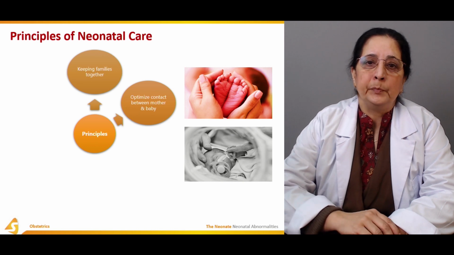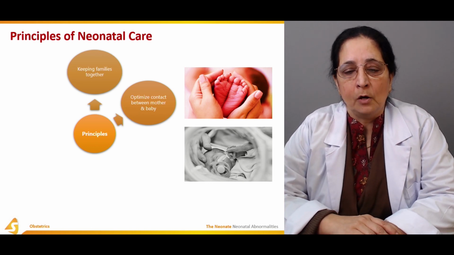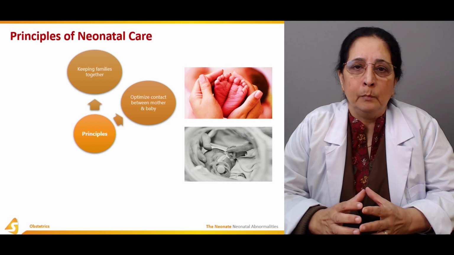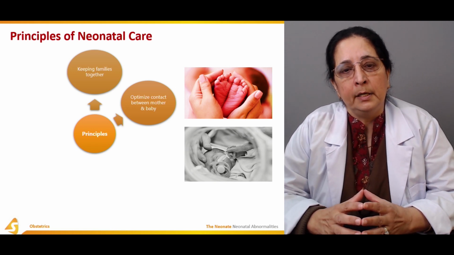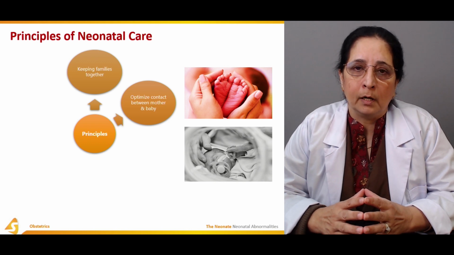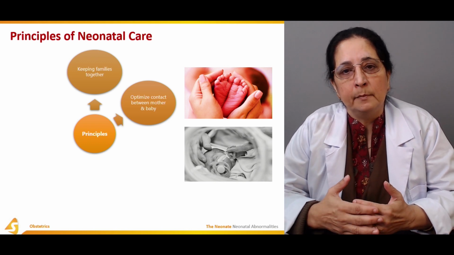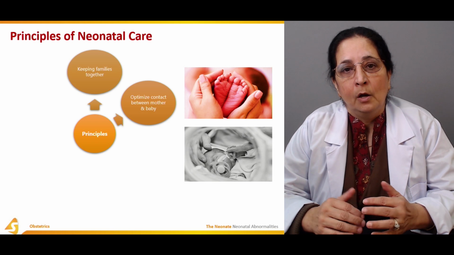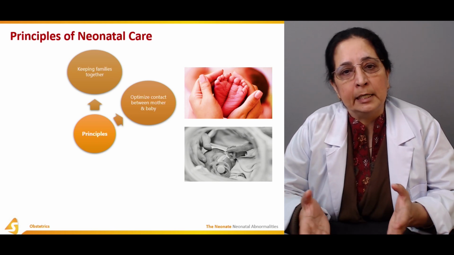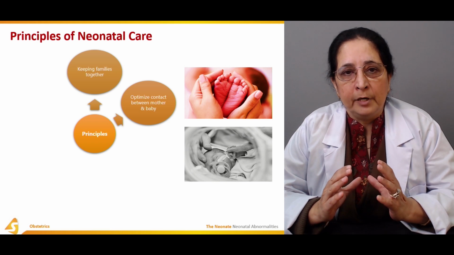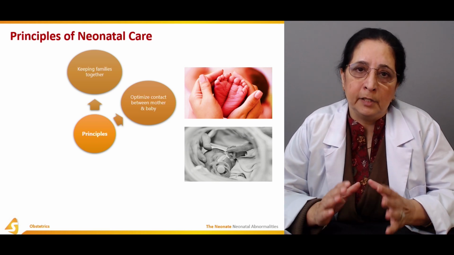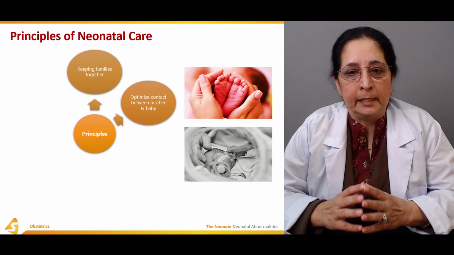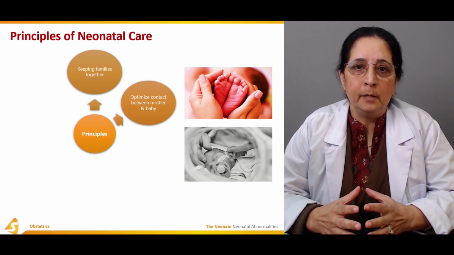Then the second, or next, principle of neonatal care is optimized contact between mother and baby. This is the time when the bonding between the mother and the baby develops, and it's very important. So more and more contact between the mother and the baby, even if the baby is in the neonatology unit or in the ICU, depending on the condition of the baby. The visits of the mother to the baby 3 to 4 times a day, or the baby to the mother if the mother is in the hospital, are very, very important because it's the time of bonding between the mother and the baby.